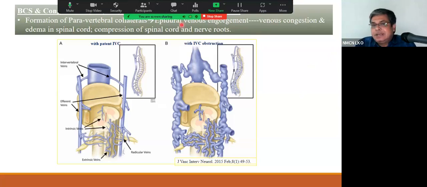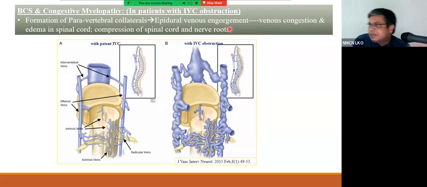This high pressure in the collaterals, or reflux, is transmitted back to the valveless epidural venous plexus, leading to epidural venous engorgement and venous hypertension in epidural veins. And this impedes the venous drainage of the spinal cord, leading to spinal congestion and edema, and results in features of congestive myelopathy.